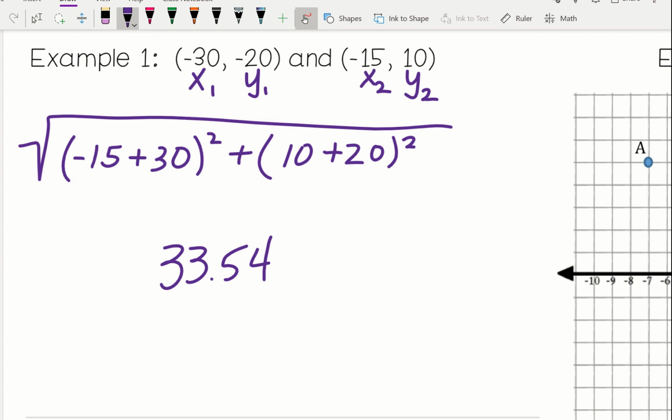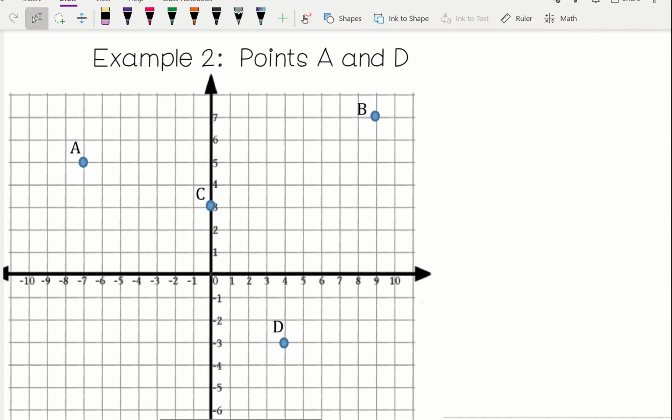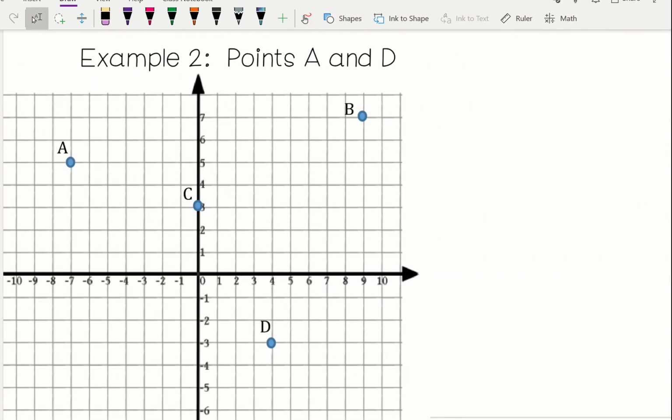Okay, so I want you to try the next example. It's only A and D. You can mark out C and B. It's not that hard. What do we do? Yes, example 2 is what you're working on right now.